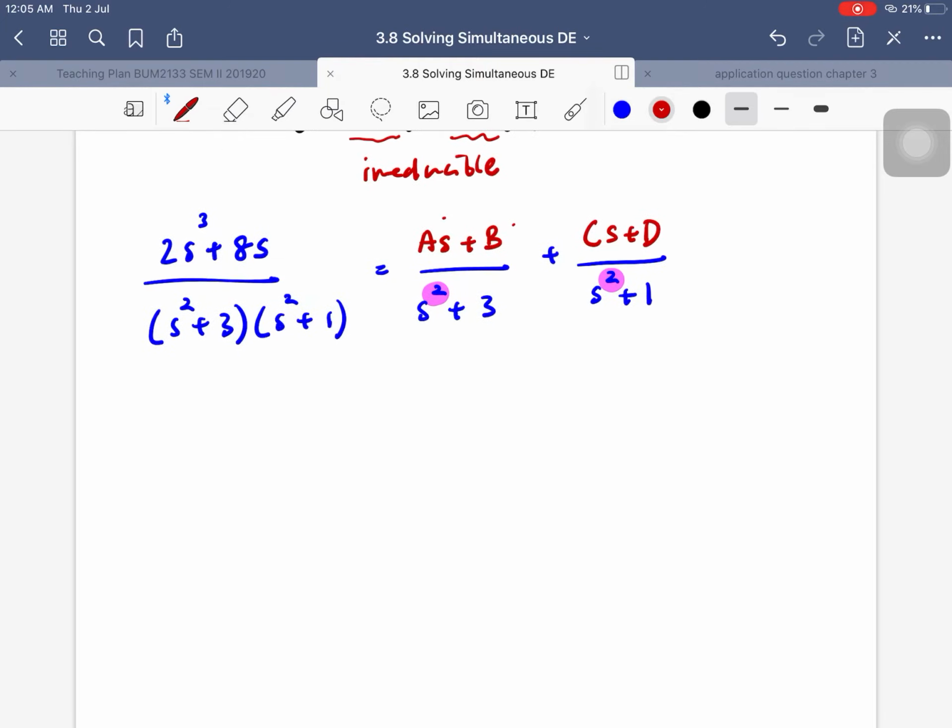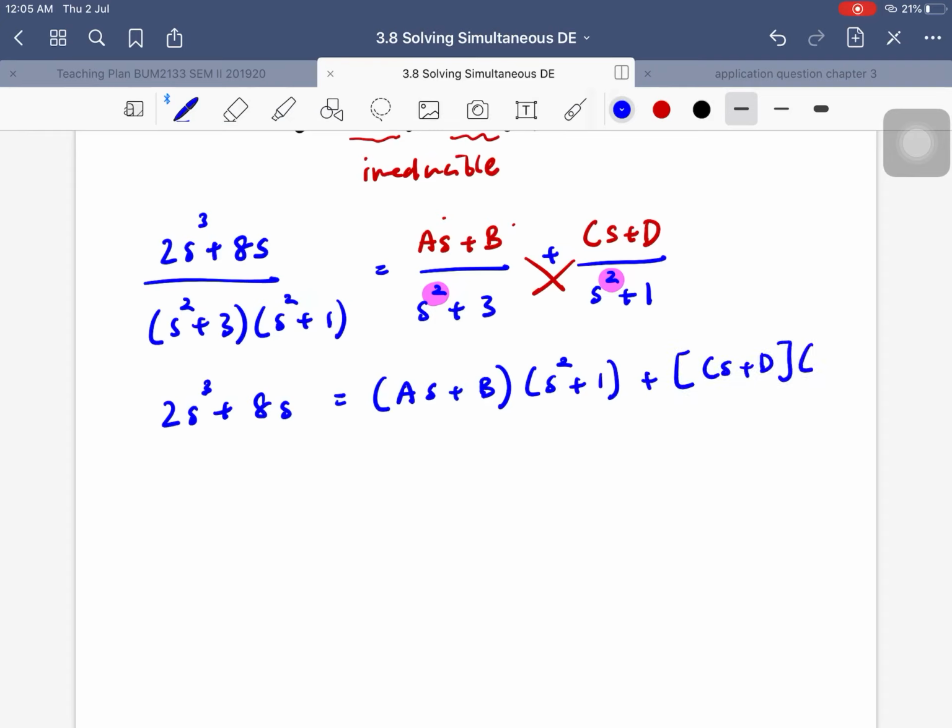Okay, so now if I were to equate the denominator, this is just going to be cross multiply for this case, and I'll end up with something like this. So 2s cubed plus 8s, it's going to equal (as plus b) multiplied by (s squared plus 1). And then I also have (cs plus d), that is going to be multiplied by (s squared plus 3).